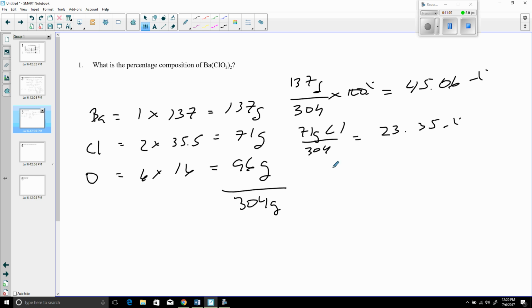And then lastly, you can do the same thing, or you can add these two up and subtract from 100. Either way, because it's going to total 100%. But easy enough to just say 96 divided by 304, and you get about 31.5%. And that's as simple as that. Moving on to the next one.